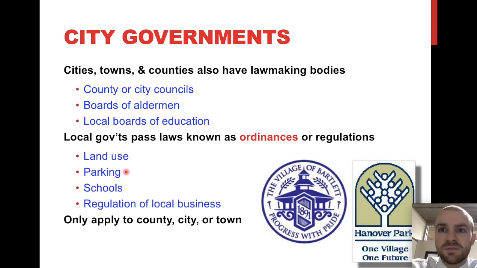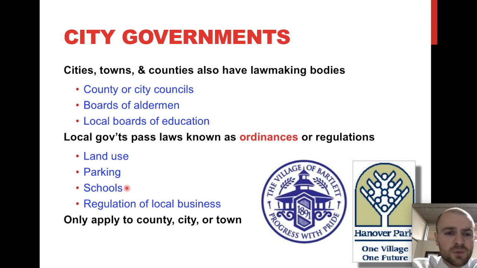In certain cities, you can't park in the street overnight. I know that in Downers Grove, for example, you cannot park your car on the street between the hours of, I don't know, I think it was like 2 a.m. and 6 a.m. or maybe it was midnight and 6 a.m. But your car cannot be on the street during those hours.